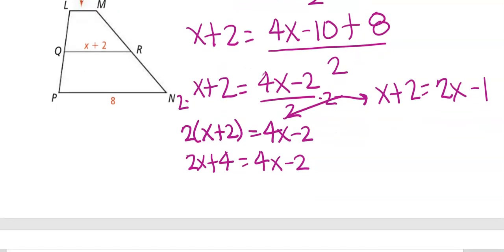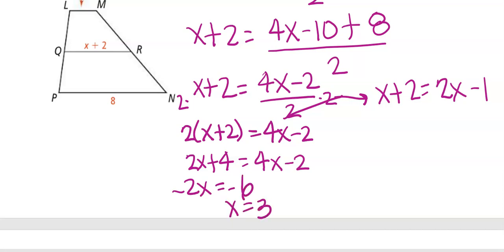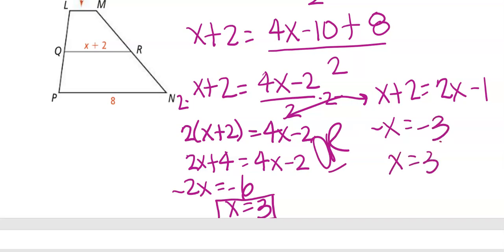I'm going to get the x's on the same side, the numbers on the other, and I get x equals 3. The other one, if we solve, I'm going to put an or in here, get the x's on the same side, the numbers on the other, and you get x equals 3.